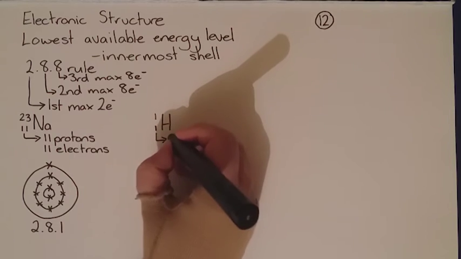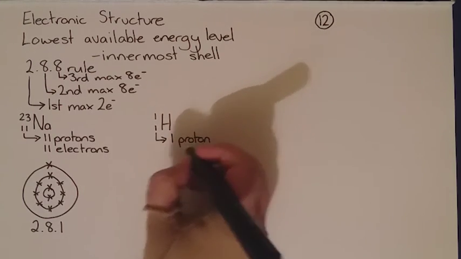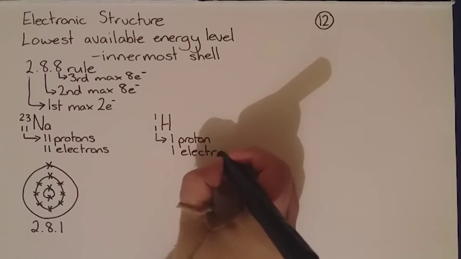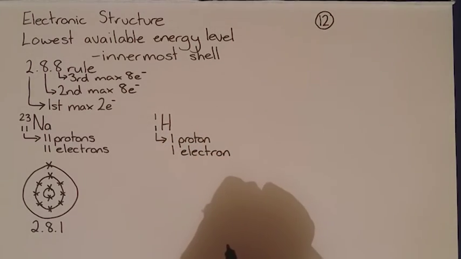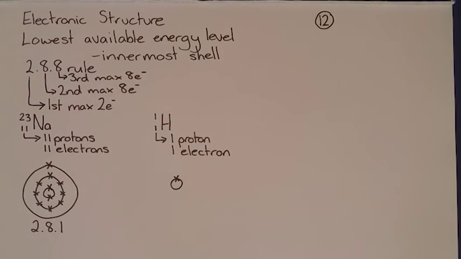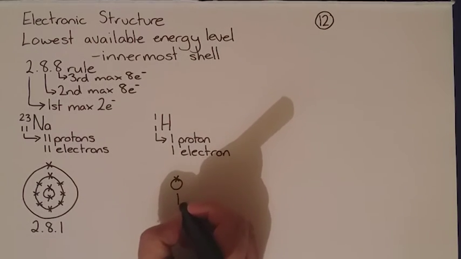Hydrogen has an atomic number of 1. So again, we know it's got 1 proton and therefore 1 electron. This therefore makes it a very simple electron structure to draw. We're going to have the innermost shell with just 1 electron on it, and the numerical form is a number 1.